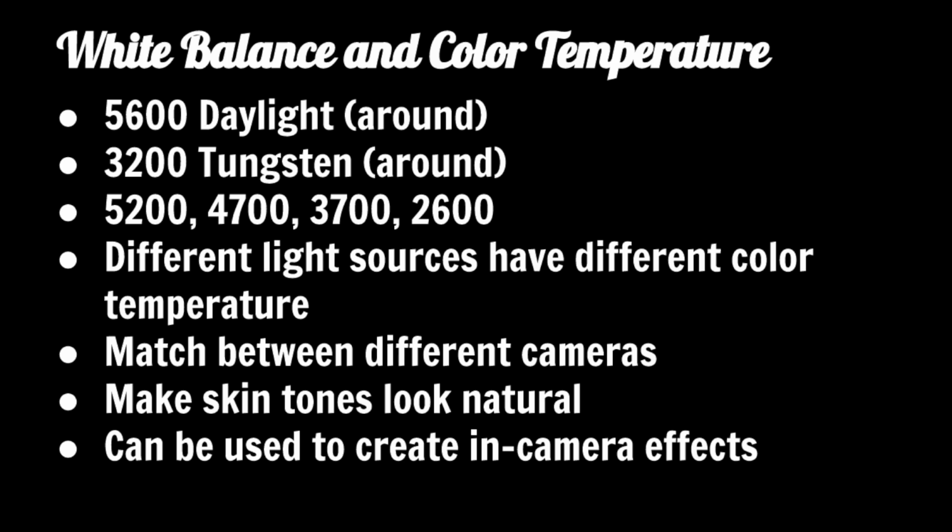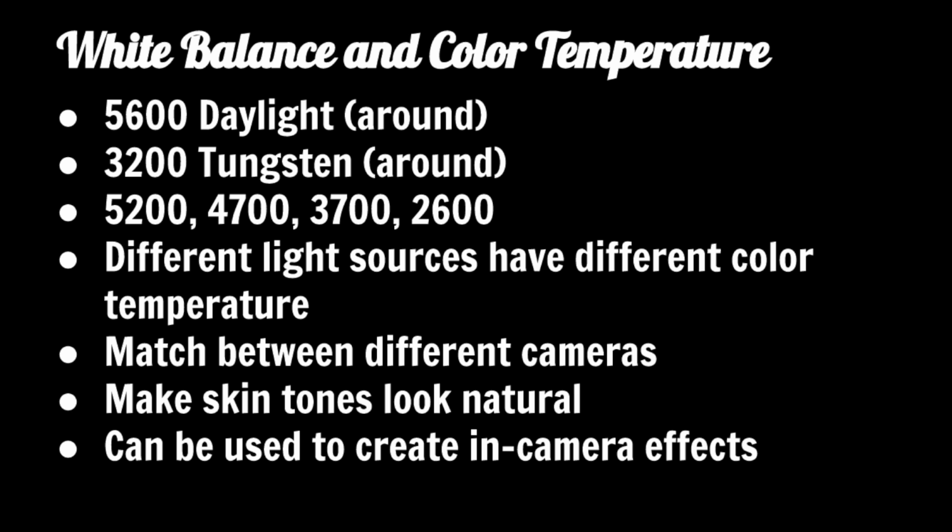All right, so now white balance and color temperature. As I was mentioning before, different sources of light have different color temperatures. Daylight color temperature is measured in Kelvin, and different sources of light have different Kelvin temperatures. So daylight, for example, is around 5600 Kelvin.